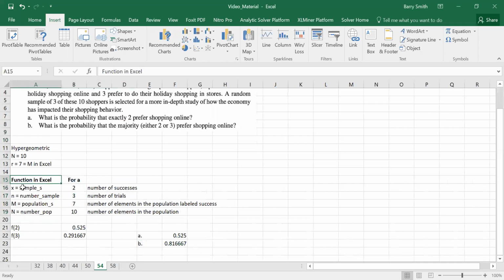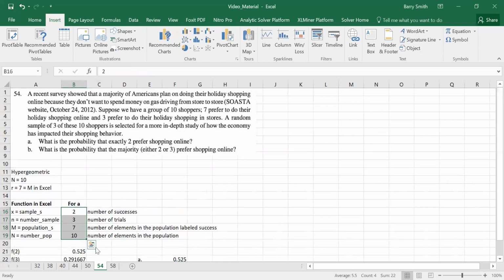So in the function in Excel, we're looking for X, which is the sample S, N, which is the number of sample, M, which is the population of the sample S, and capital N is the number in the population. And what does that mean for us? Well, X is the number of successes, N is the number of trials, M is the number of elements in a population labeled as success, again, our R. And then the last one is the number of elements in a population. And so that's how you have to go from the function in Excel to what we know in a book, and then try to get all the information from here down into here.